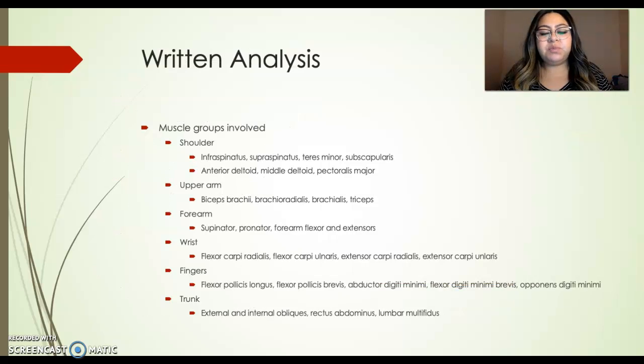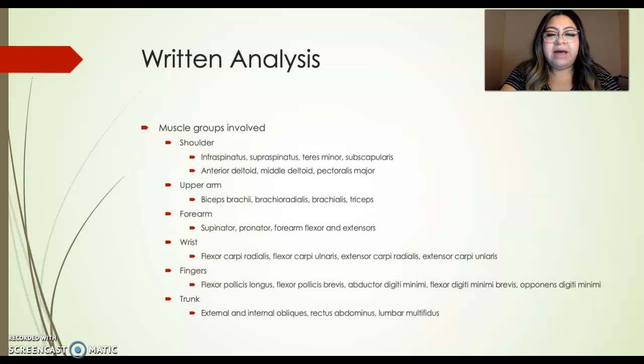Muscles that are involved within both tasks will be his shoulder muscle groups, also within the upper arm, the forearm, wrist, fingers, and trunk muscles. Within the shoulder, we have the infraspinatus, supraspinatus, teres minor, and subscapularis, anterior deltoid, middle deltoid, and pectoralis major. We also have the biceps brachii, brachioradialis, brachialis, and triceps within his upper arm. In his forearm, we have the supinator, pronator, forearm flexor muscles, and the forearm extensor muscles.